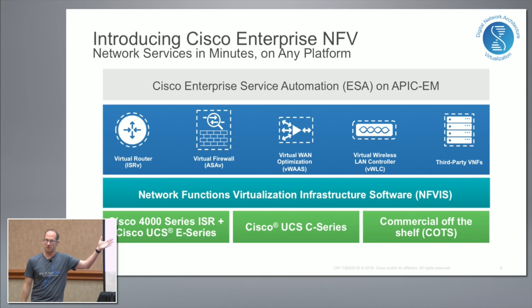WAN optimization is another key one, in our virtual WAAS product, which is available today as well. It's part of our solution, including our Akamai caching as part of that software. And the fourth one is a wireless controller.